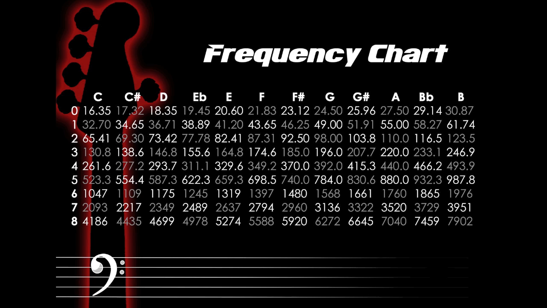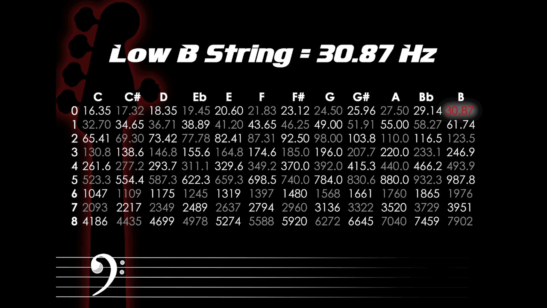For the purposes of this demonstration, I have focused on 6 open string frequencies. These being that of the standard 4 strings, E, A, D and G, the low B for a 5 string, and high C for a 6 string bass. Starting with the low B string.